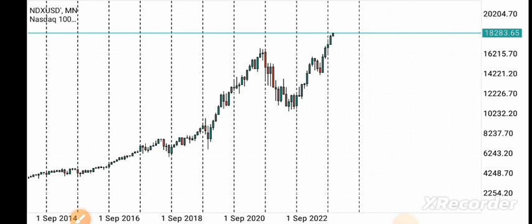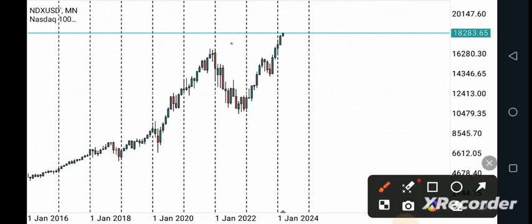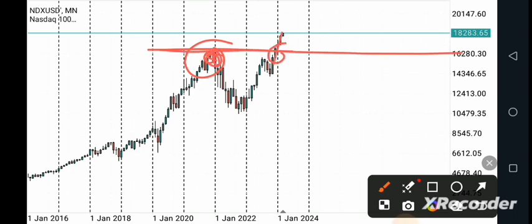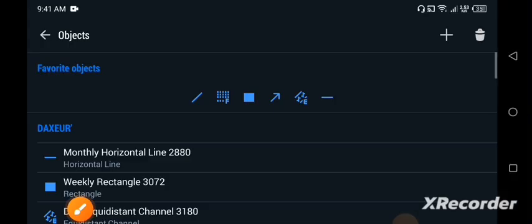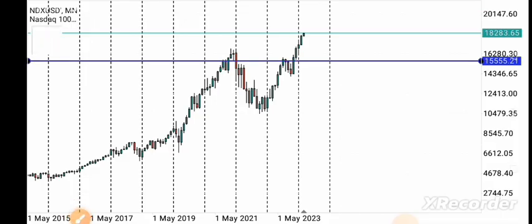Let's recap, guys. The last time we spoke about this particular index, we mentioned that the market had given us this point over here, which was the previous all-time high, and we saw the market at this level break to the upside, making this level a very strong level of support. In fact, I'm just going to mark that area because it's very important.